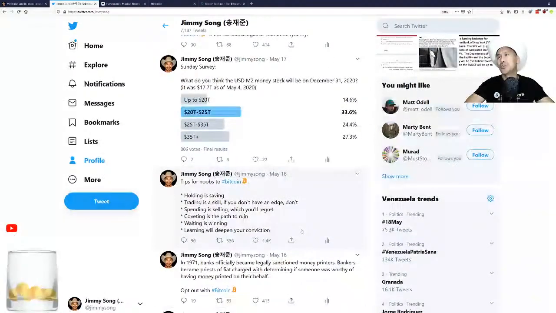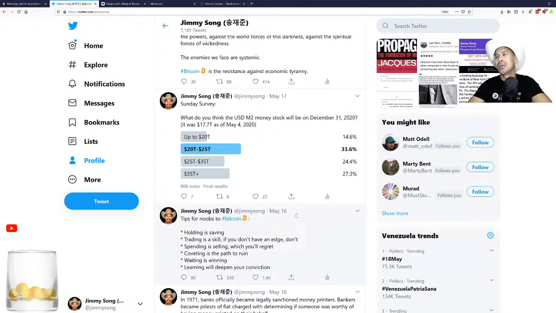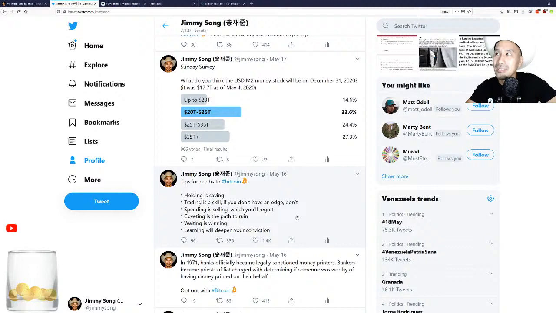All right, tips for noobs to Bitcoin. This is, I think, my most popular tweet this week. Holding is saving, trading is a skill. If you don't have an edge, don't. Spending is selling, which you'll regret. Coveting is the path to ruin. Waiting is winning. Learning will deepen your conviction.